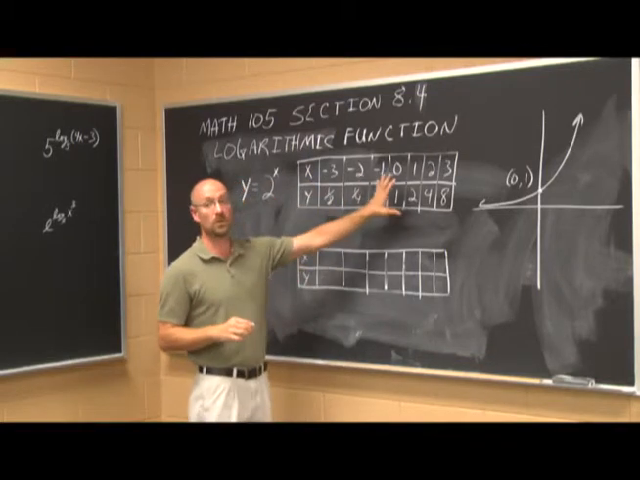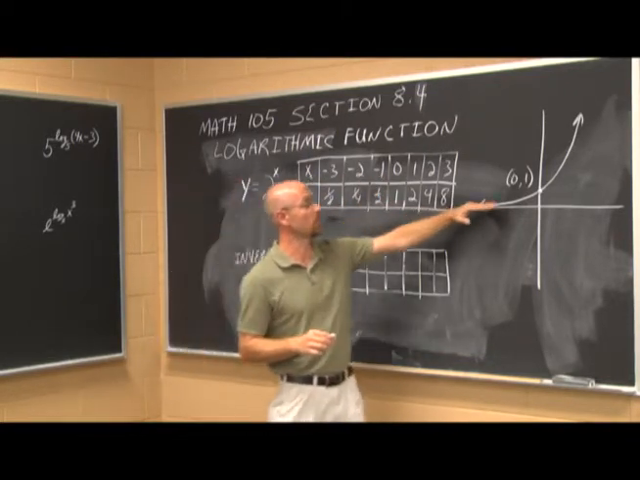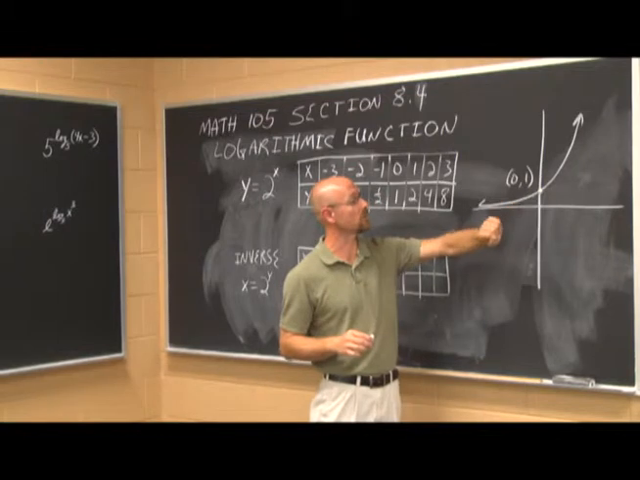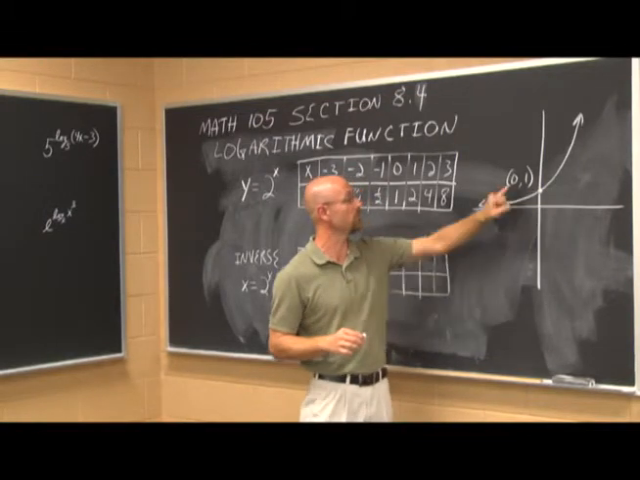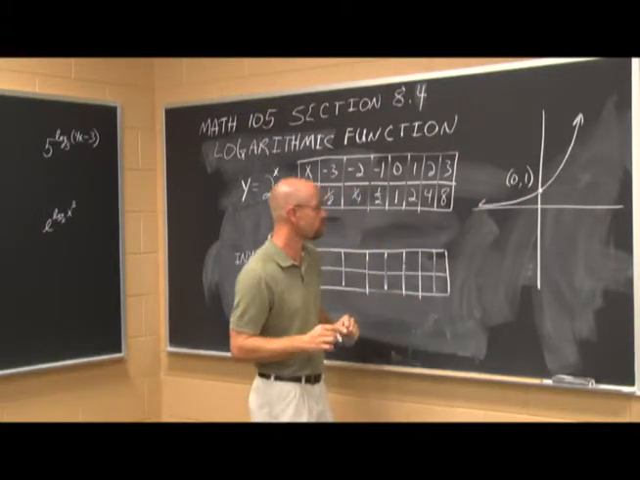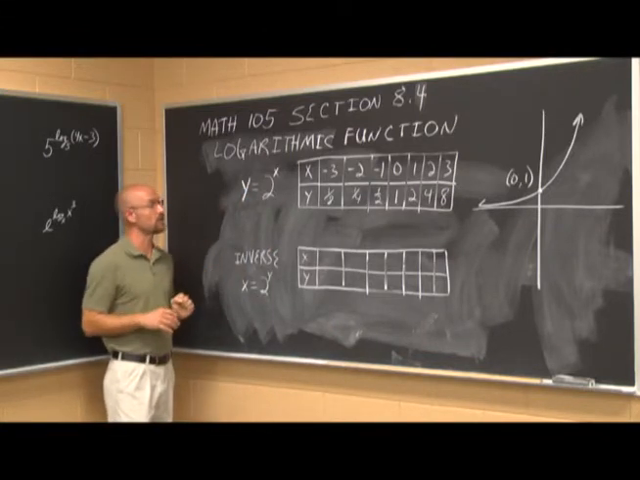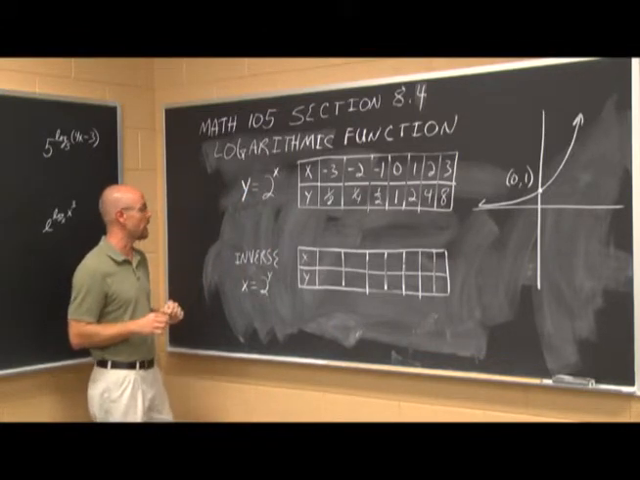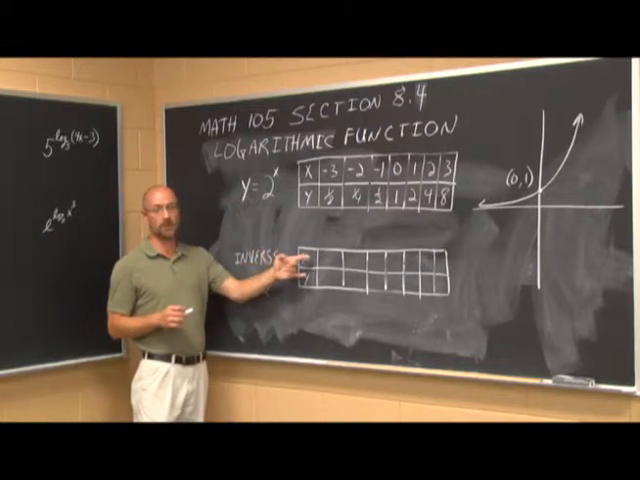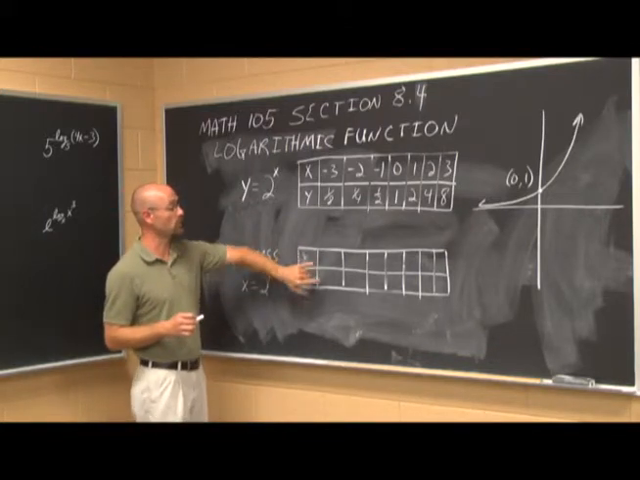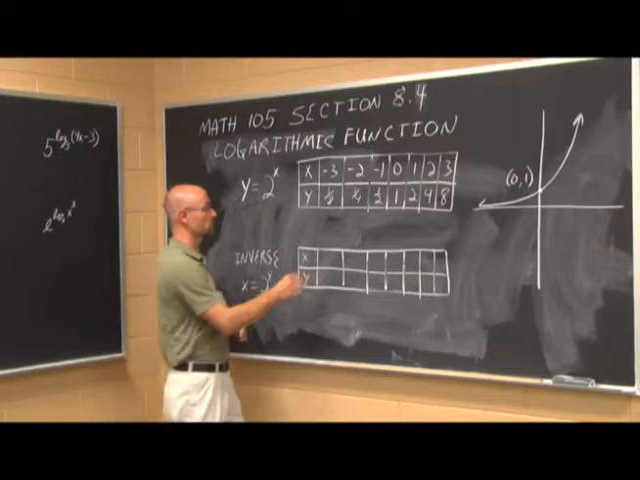Now, if I were to graph these, we would get this graph right here. It passes through the point 0, 1. That's our intercept. Anything to the 0 power is 1. So to find its inverse, if we recall from the section where we dealt with inverses in this chapter, we can find the inverse by merely switching the x and y values.